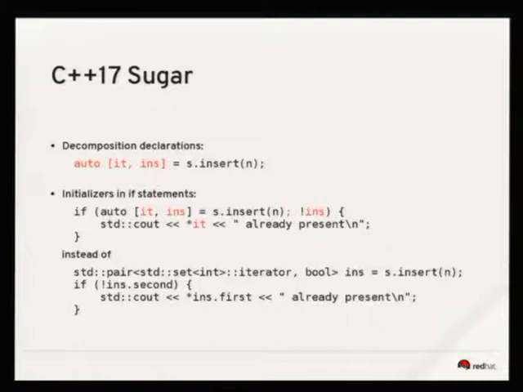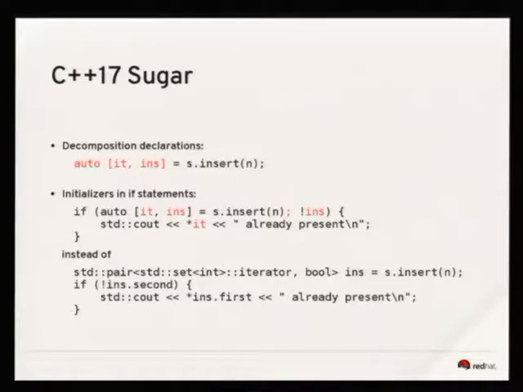The problem is you have a function that returns multiple things. Like if you have a container and you call the insert function, then it returns a pair of the iterator where it got inserted and a Boolean flag whether it actually inserted it or whether the element was already there, and then the iterator will point to the existing element.